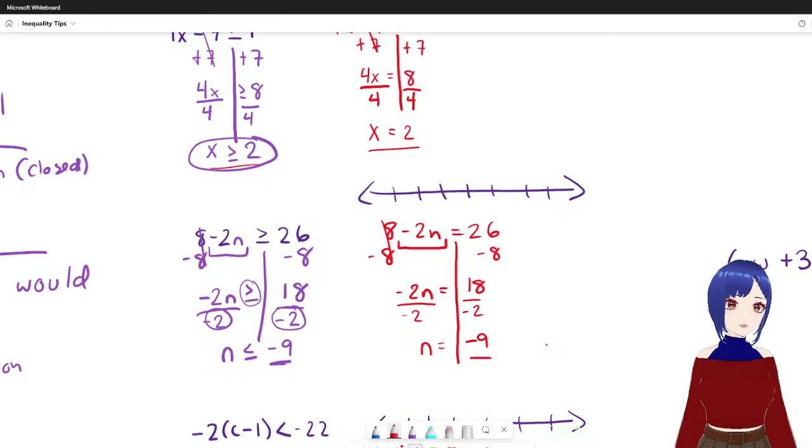Once again, it's an or equal to, so we're going to have a closed circle, a filled in circle. And we'll do this as -7, -8, -9, -10. So we're going to have a closed circle at -9. And this time it's a less than. Less than goes to the left.